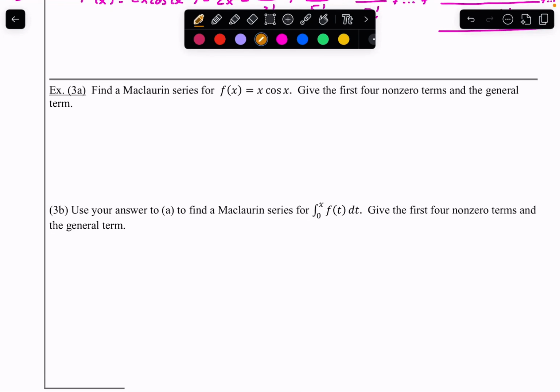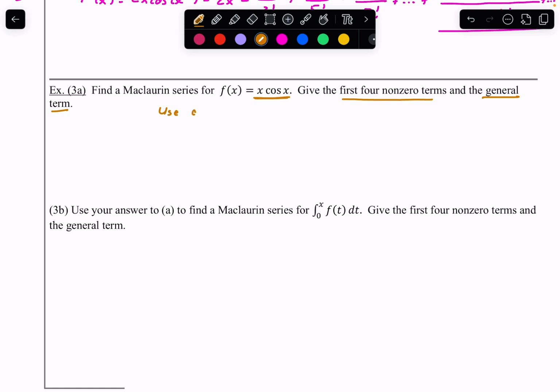So this example is again asking me to find a Maclaurin series, but there's no substitution happening here because this is still cosine of x. So this manipulation just means take cosine of x and multiply every term by x. Again, first four non-zero and the general term. So let's write out what we're doing here.